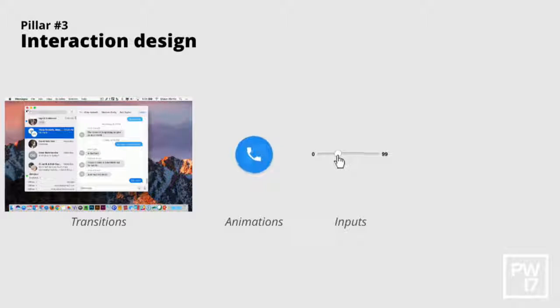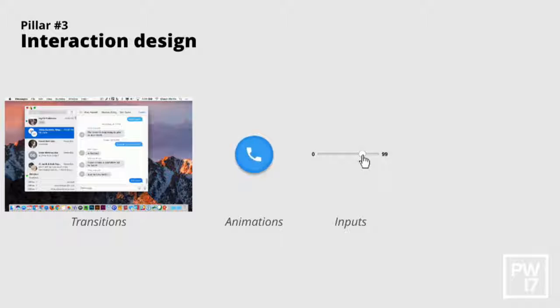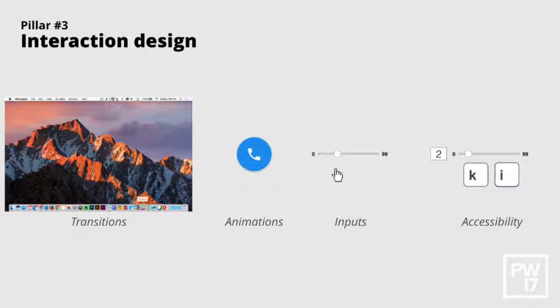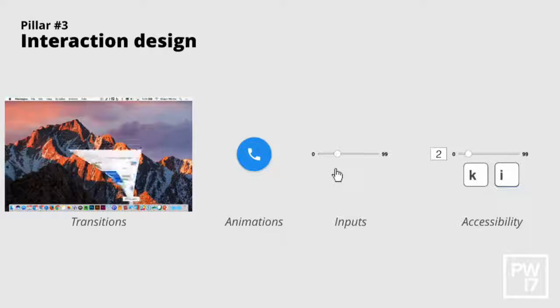And obviously, we're also talking about traditional inputs, like sliders and drop-downs, radio buttons, checkboxes. And last but not least, accessibility. How we enable multiple ways of interacting with content and actions for people with disabilities.